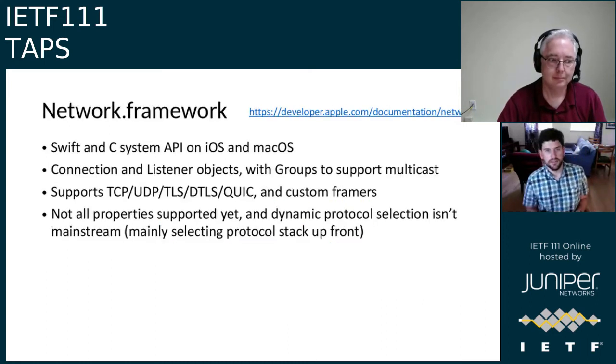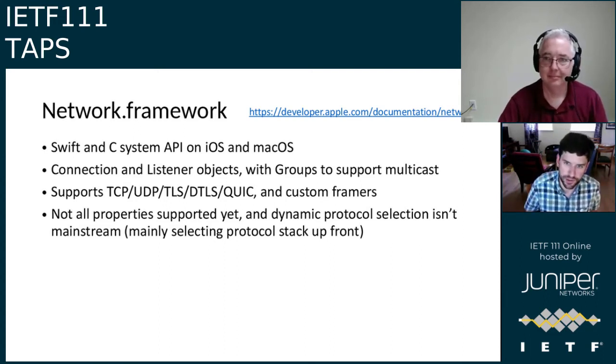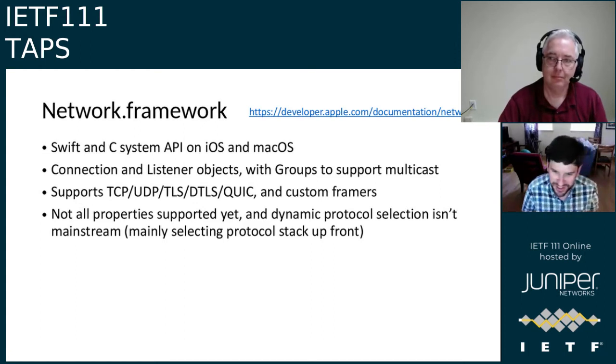And then last, here's the slide I contributed. We have Network Framework, which is Apple's low-level networking API. We do not have an open source GitHub project at this time, but you can look at the API surface here. This is offered in Swift and C as a system API for both iOS and macOS. It has the main objects we have in TAPS, connections and listeners.